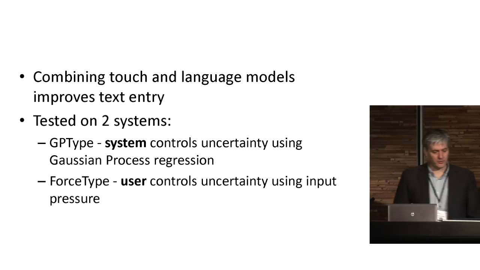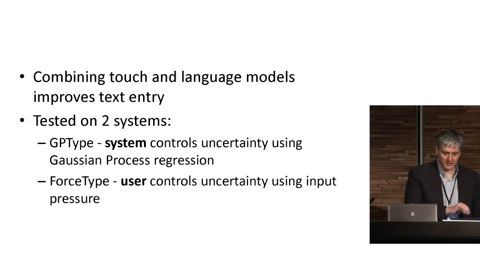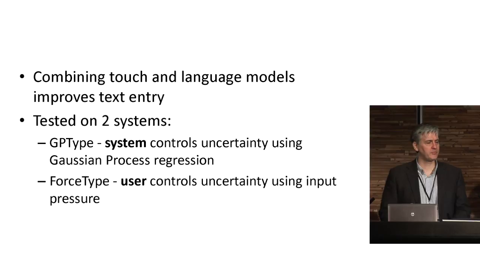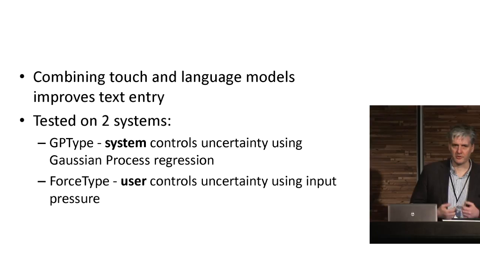We tested it on GP type, which was a system just using the uncertainty in the Gaussian process regression. And force type was allowing the user, we have a force sensor augmented phone, so you can press harder and it can register that. So you could register your mistrust of the automatic algorithm for the language model using extra pressure.